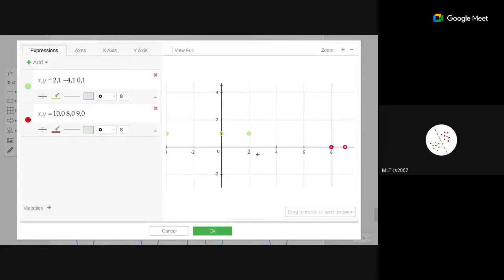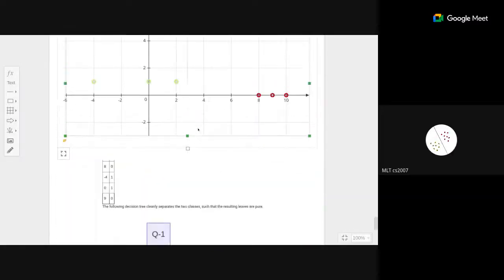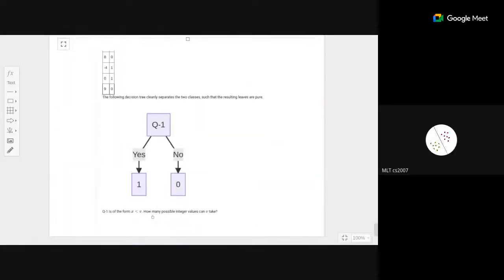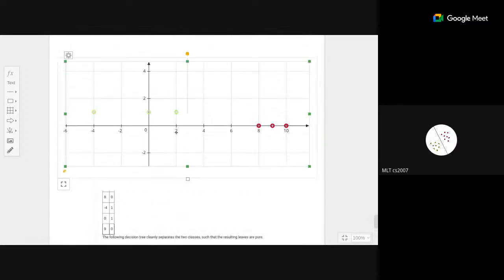So the question is asking how many positive integer values can we take. If the question is x less than v, then x less than 2 is ruled out, right? It's not a valid question. So 3, 4, 5, 6.